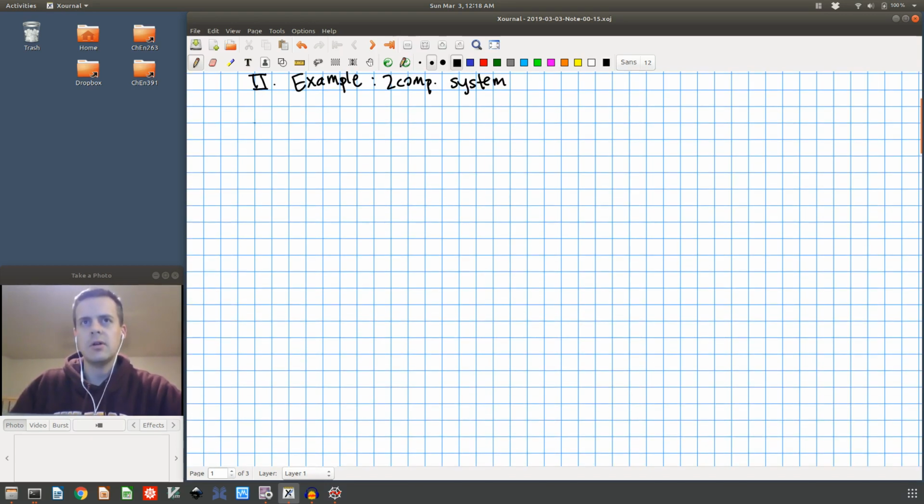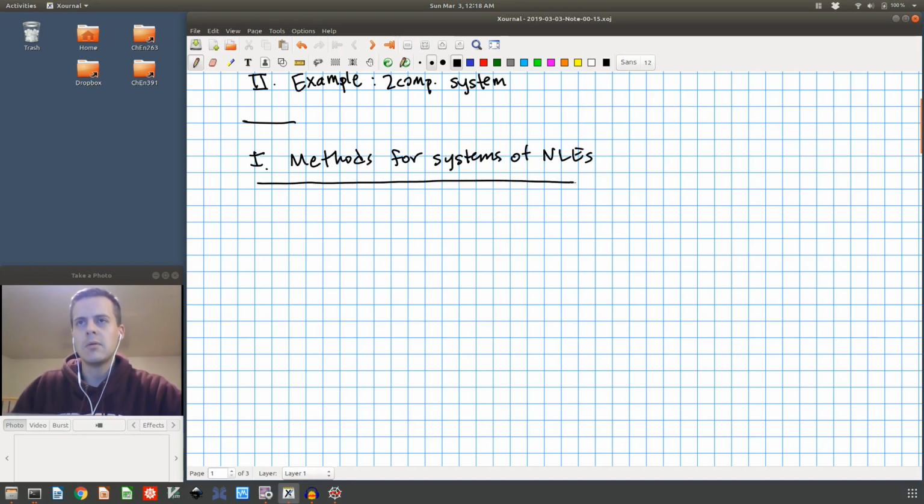So let's start. First, methods for systems of nonlinear equations. Solving a multivariable system of nonlinear equations is really quite similar to solving a single nonlinear equation. We're still going to use these fixed point methods, Picard's method and Newton's method, but we're going to have to adapt that for multiple equations and multiple unknowns.